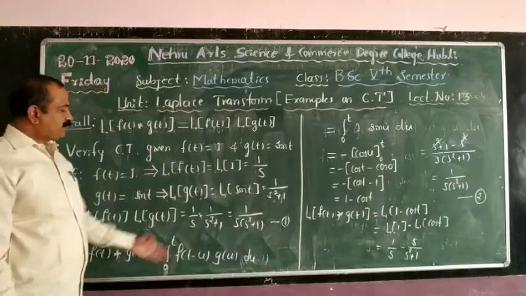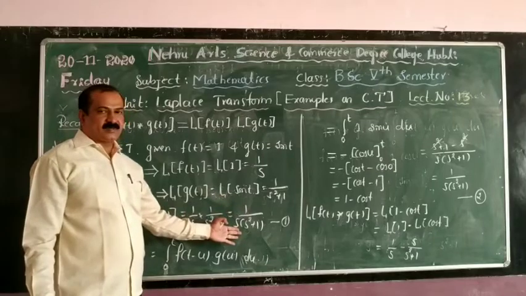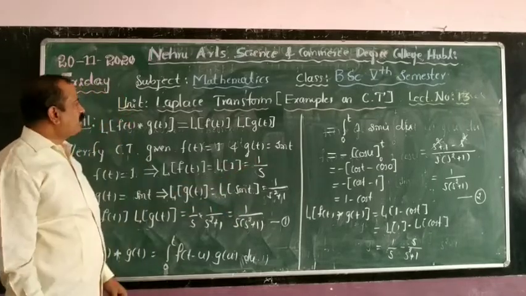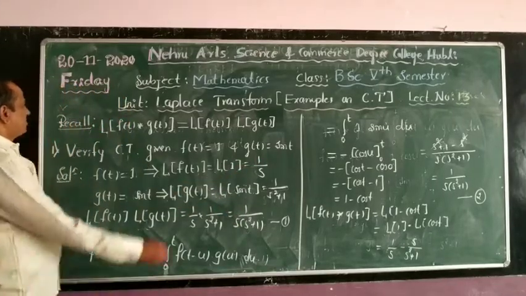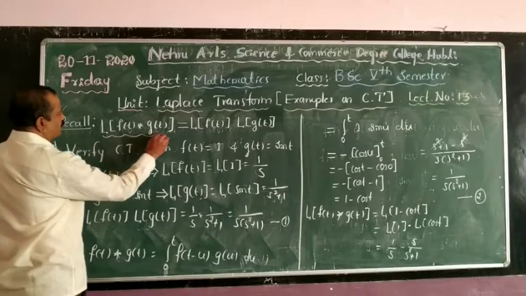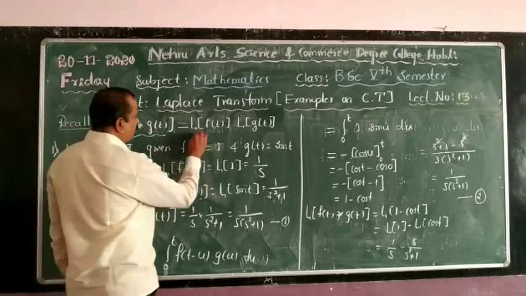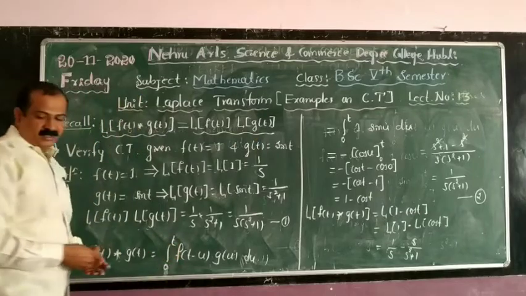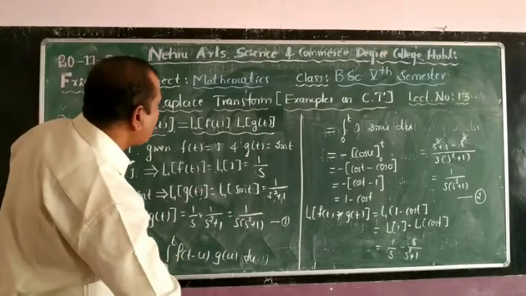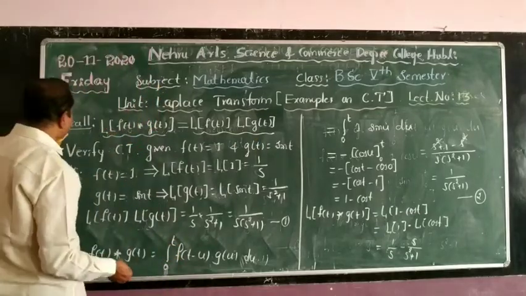Call this expression as 2. The 1 is 1 divided by S into S square plus 1, as well as 2 is 1 divided by S into brackets S square plus 1, where the LHS and RHS of the convolution theorem give the same result.